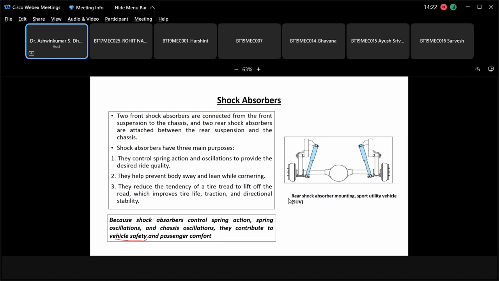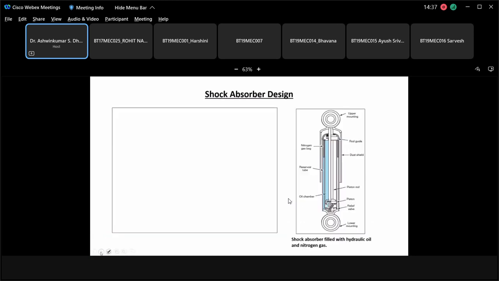So this is one of the safety systems, part of the safety system and the passenger comfort. This is regarding the shock absorber. Then we'll move ahead. There is some more theory.